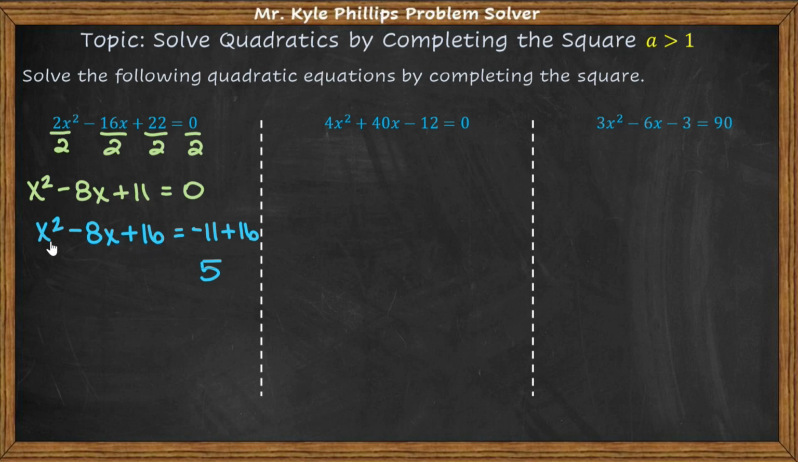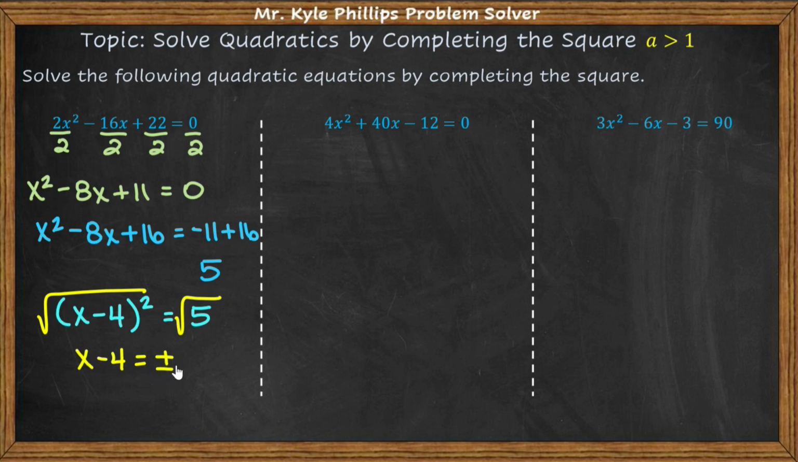And I'm going to factor my perfect square trinomial. So here I have x minus 4, quantity squared, equals 5. Now I can solve using square roots. So I have x minus 4 equals plus or minus the square root of 5. I can now add 4 to both sides. So here, x is going to be 4 plus or minus the square root of 5.